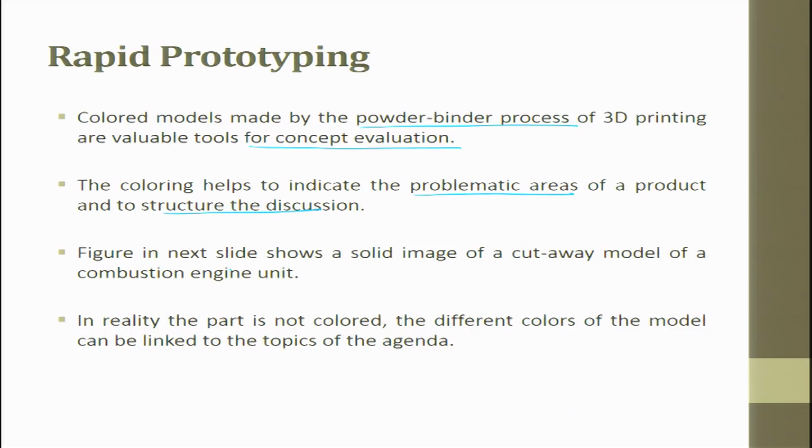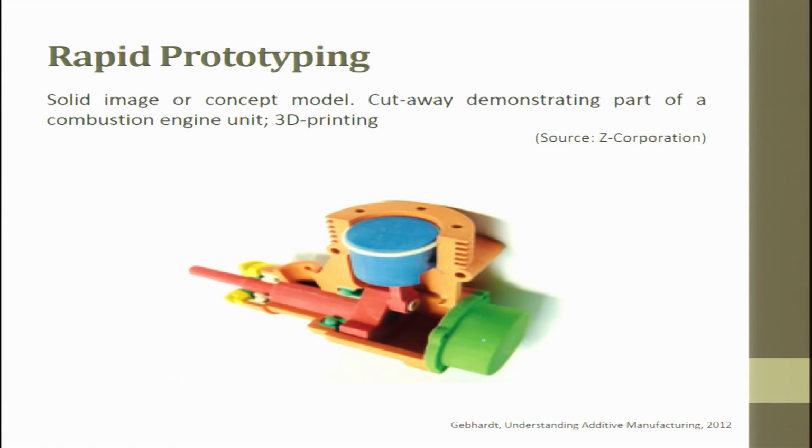The figure in the next slide shows a solid image of a cutaway model of a combustion engine unit. In reality, the parts are not colored. The different colors of the model can be linked to the topics of the agenda. So, you look at here, we have made parts of different colors, so that it is very visible and you can also try to see where the problem lies. The example I gave for topological information is also possible.